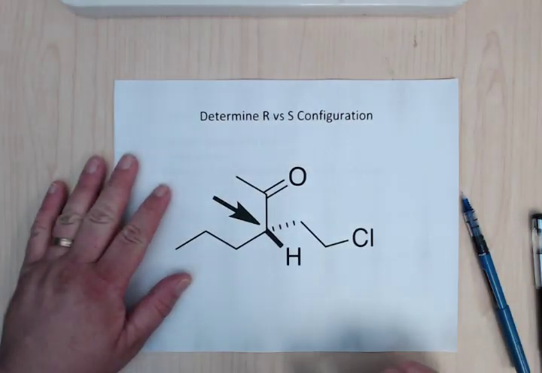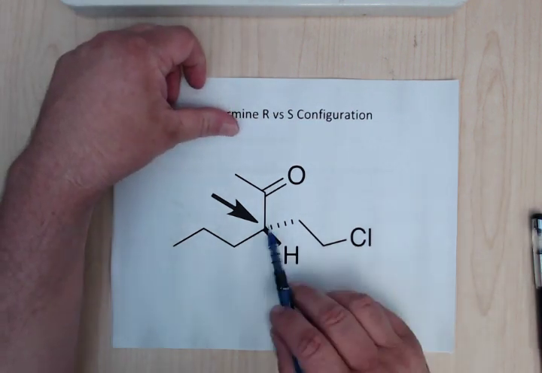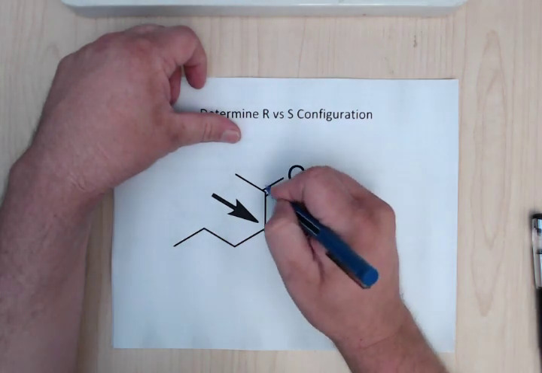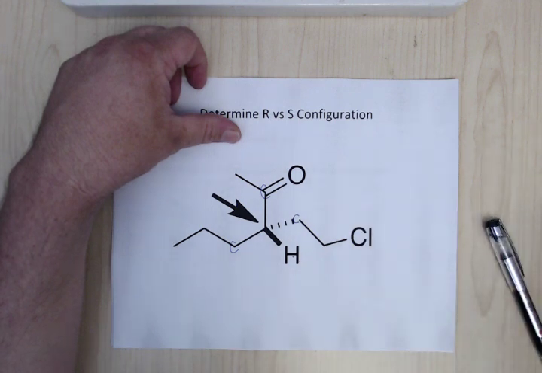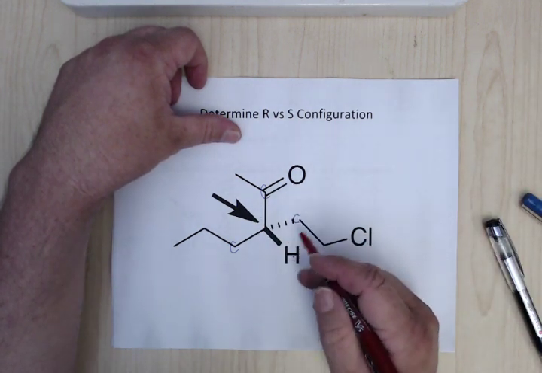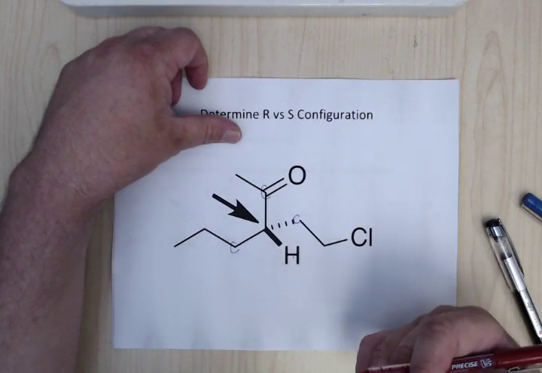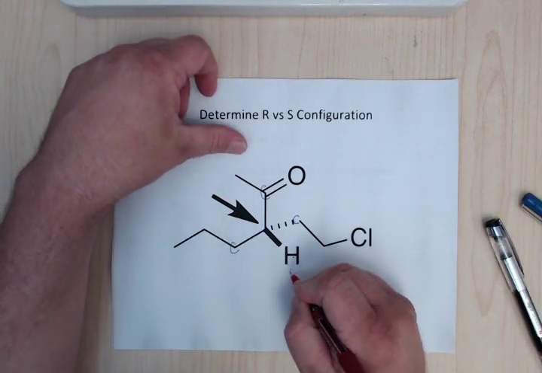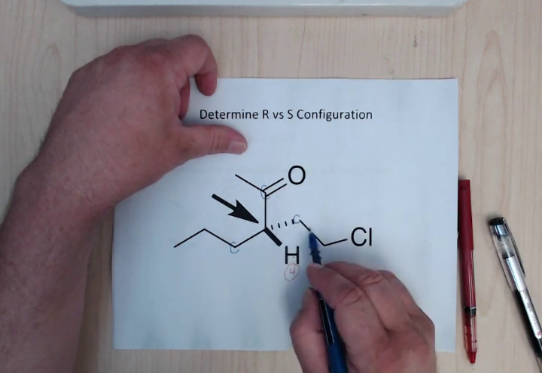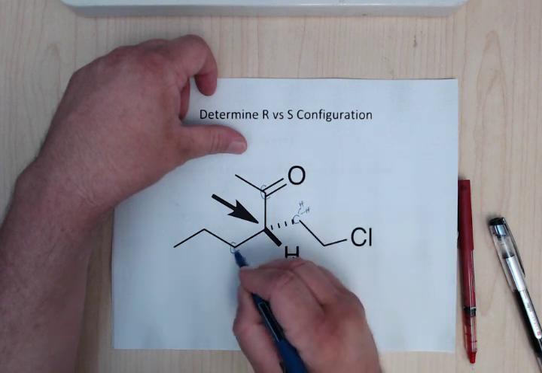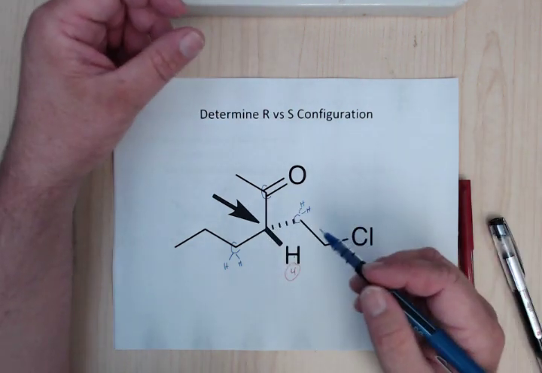Okay, so determining RS configuration. You need to do the 4 priorities. So we have a carbon, a carbon, a carbon, and a hydrogen. We know that the carbon groups are going to be 1 through 3, right? The hydrogen, because it's the lightest, is going to be number 4. For this one, it has 2 bonds shown, so it has to be CH2. This one also has to be a CH2. Here, all 4 bonds are shown, so we're good on that.